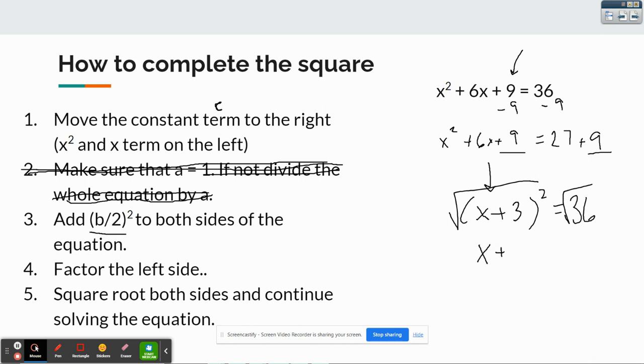On the left side, we have an x plus 3. And on the right side, you might be inclined to write a 6. It is 6, but it could be positive or negative 6. So you've got to put that plus or minus. Both of those are options.